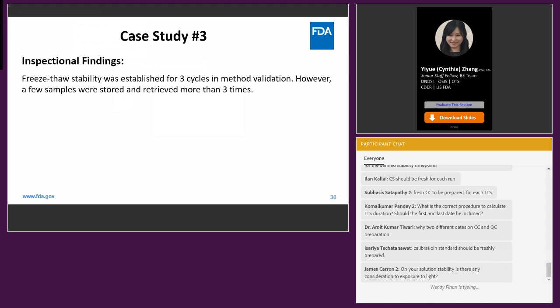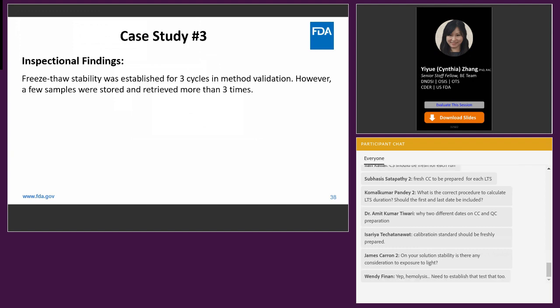It was also observed that freeze-thaw stability was established for 3 cycles during method validation. However, a few samples were stored and retrieved more than 3 times during sample analysis. Now, let me pause the presentation and give you a few moments to discuss what potential objections could be.